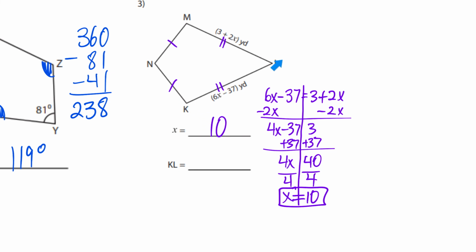Now to find KL, I'm going to take this 10 and plug it in right here. What's 6 times 10? 60. And 60 minus 37 is going to be 23.